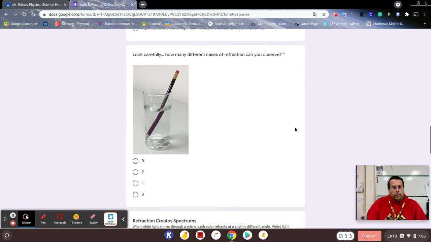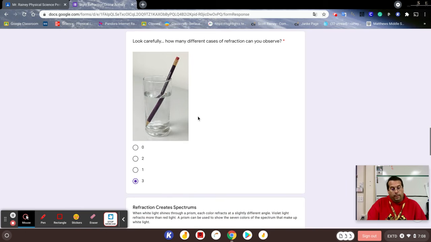Okay, and as he says, look carefully. How many different cases of refraction can you observe? Well, I see the water in glass, the air in glass, and just the air. So I actually see three levels of refraction, because it is going to bend a little bit and change, not as much in the glass, but it does change. But you can see definitely here that there's a broken section, and not so much here, but they are three different mediums I'm looking through, so there are three different cases of refraction.